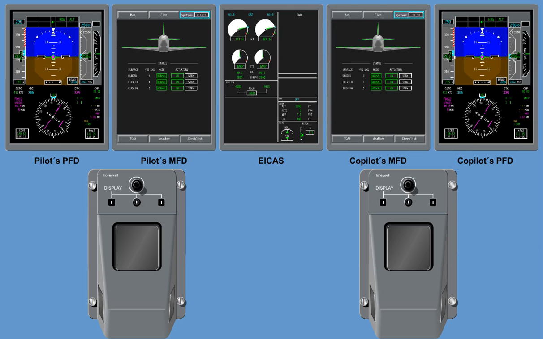The cursor control device controls in detail are 3 format locating buttons. On the pilot's CCD, the left button places the cursor on the pilot's PFD. The center button places the cursor on the pilot's MFD. The right button places the cursor on the ICAS. On the co-pilot's CCD, the left button places the cursor on the ICAS. The center button places the cursor on the co-pilot's MFD. And the right button places the cursor on the co-pilot's PFD.